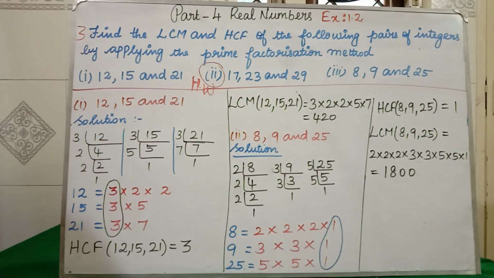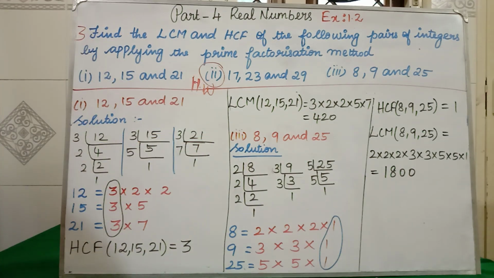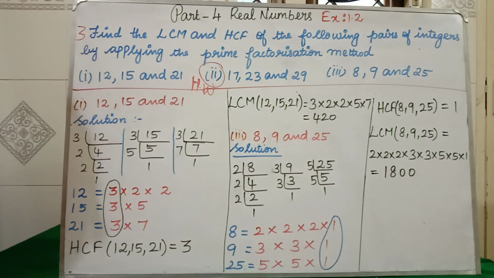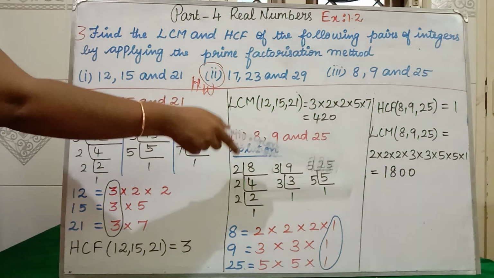Now we will see the third question. This is your third question. If you see the third question, 8, 9 and 25, we have to do the prime factorization. Separately, I am doing 8, 9 and 25.